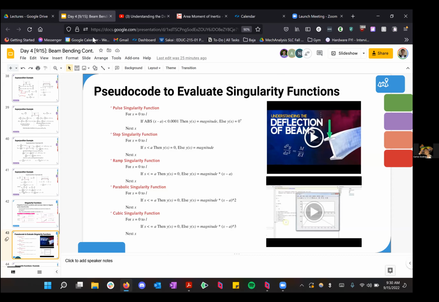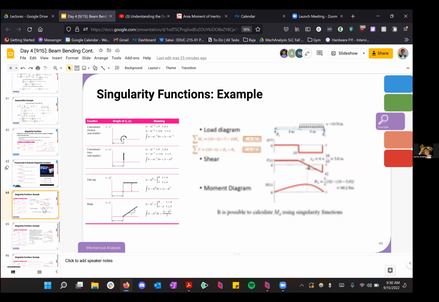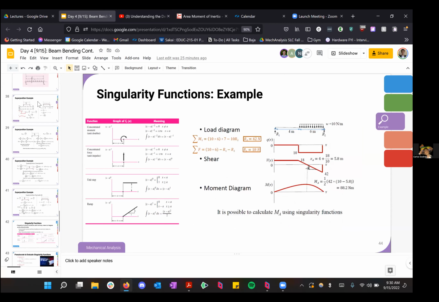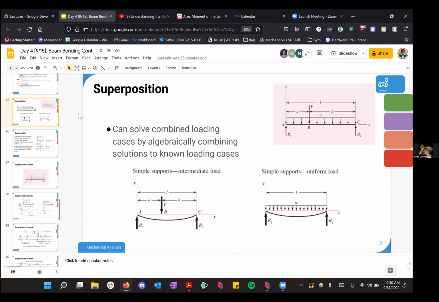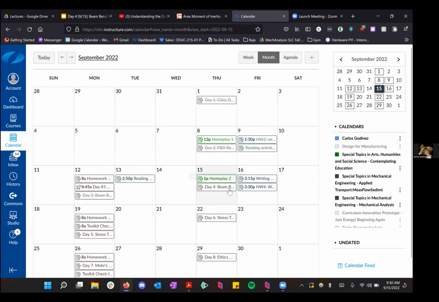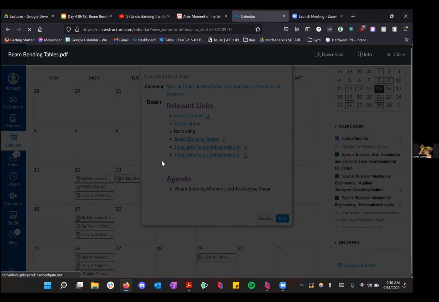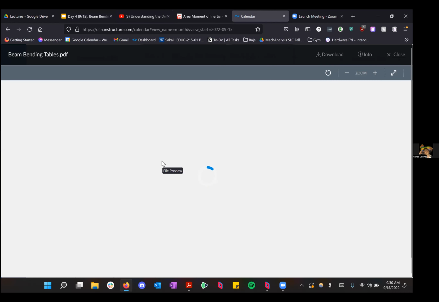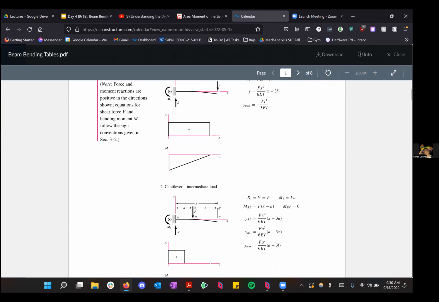If you go to your Canvas page for today, there's a lot of links in there. One of them is a table, a reference text of simple load conditions. So why don't I pull that up actually? If I go to my beam bending tables right here, these texts, there's a full 8 pages of them, and they have almost every condition you can even possibly think of labeled out.